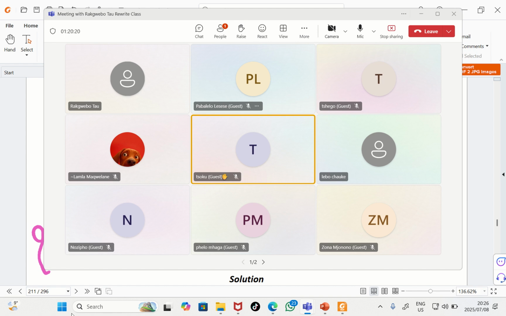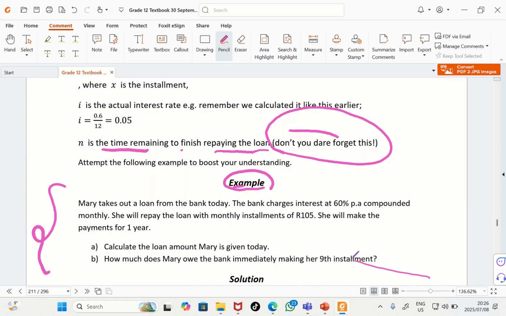I appreciate it. Okay, let's stop writing and just work together. Let's see if we're gonna get this right as a class. So Mary takes out a loan from the bank today. The bank charges interest at 60% per annum compounded monthly. We all understand what that means. She will repay the loan with monthly installments of 105. She will make the payments for 1 year.